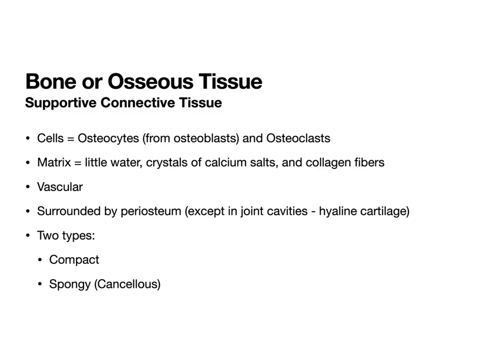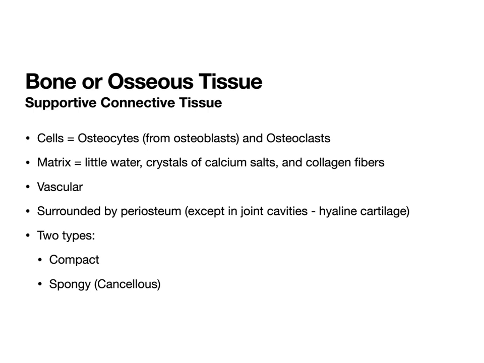Then we have our bone, or osseous tissue, which is our supportive connective tissue. The cells of our bones are called osteocytes, and they come from our osteoblasts, which are immature bone cells, and then the osteoclasts. The matrix is made up of very little water. It is mainly a solid consistency because we want our bones nice and strong, right? We don't want them fluidy, to give a lot of give. We want them nice and strong to maintain the support and structure of our body.